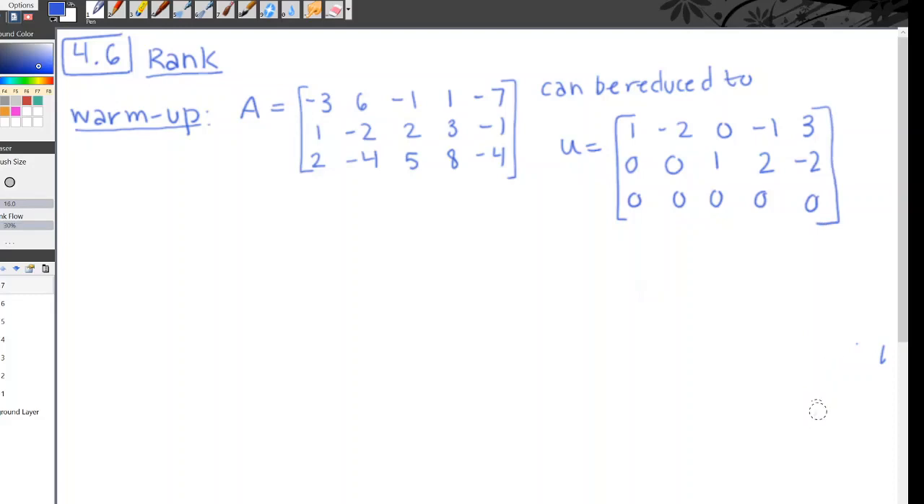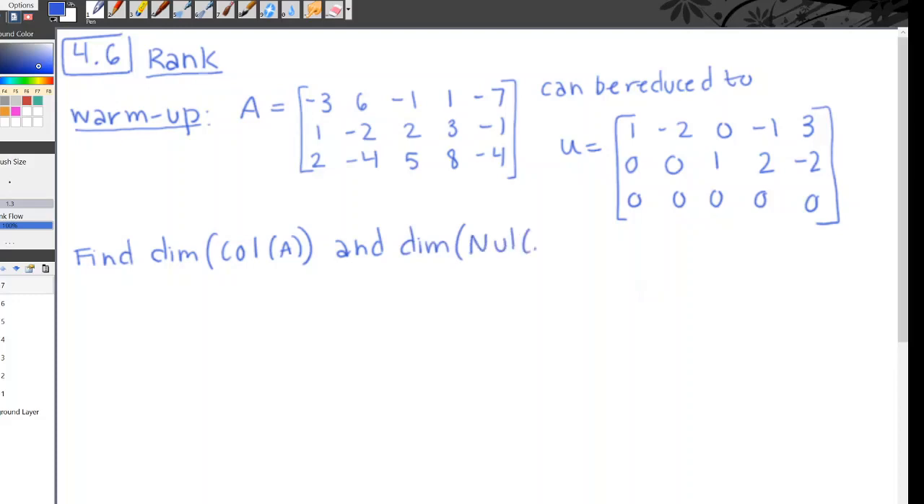Okay, so the question here is going to be to find the dimensions of the column space and the null space of A. So along the way, we're going to also explicitly find the column and null space, but the question that we're eventually going to be focusing on is the dimensions. So we want to find the dimension of the column space of A, as well as the dimension of the null space of A. Okay, so let's start with the column space.